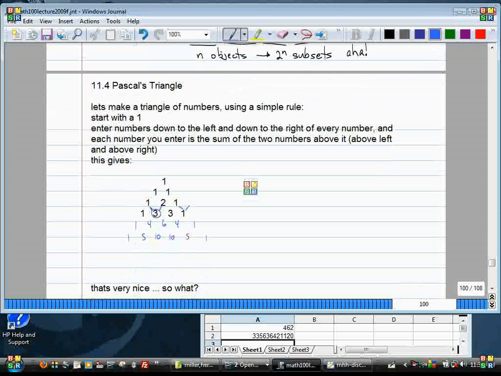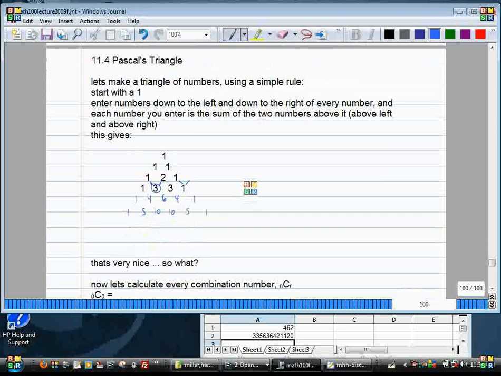That's very nice. So what? Well, let's now calculate every combination number. Okay. So, let's first do 0 choose 0.